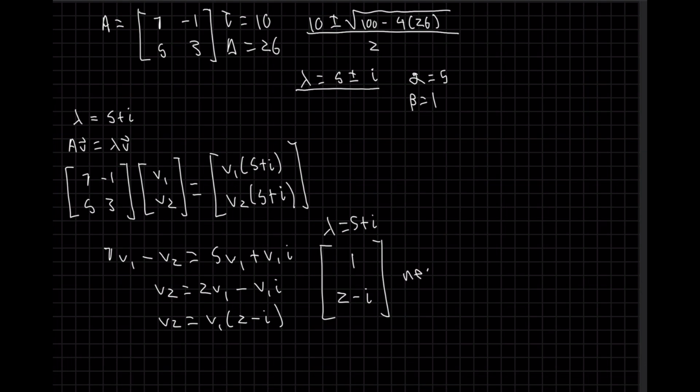Next, we know that our complex conjugate is going to get an eigenvector 2 plus i. So 5 minus i yields 2 plus i.